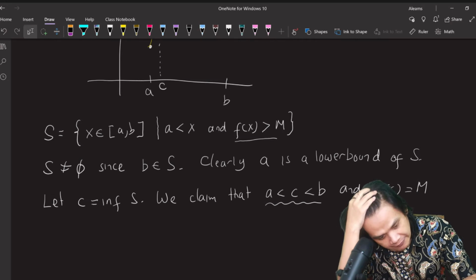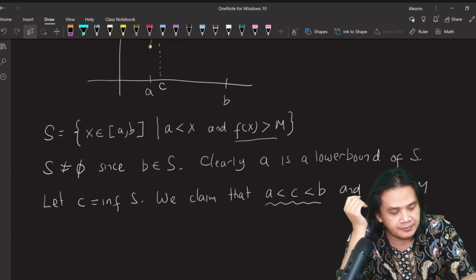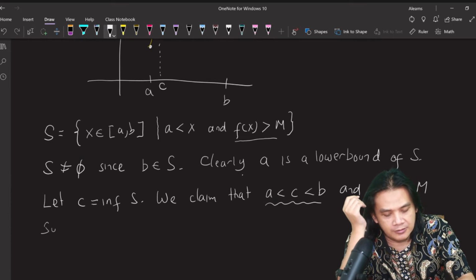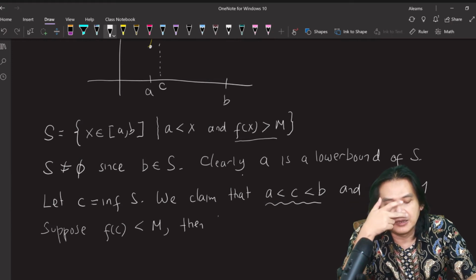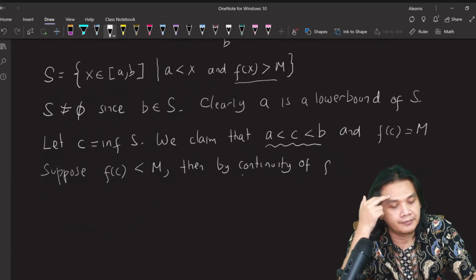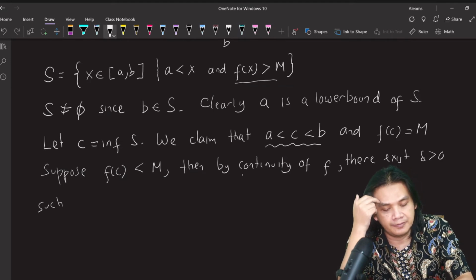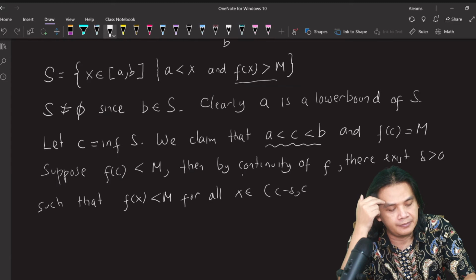So by continuity of f, we want to show that f(c) is not smaller than M. Suppose f(c) is less than M. Then by continuity of f, there exists a positive delta such that f(x) is less than M for all x in the interval (c - delta, c + delta), right?